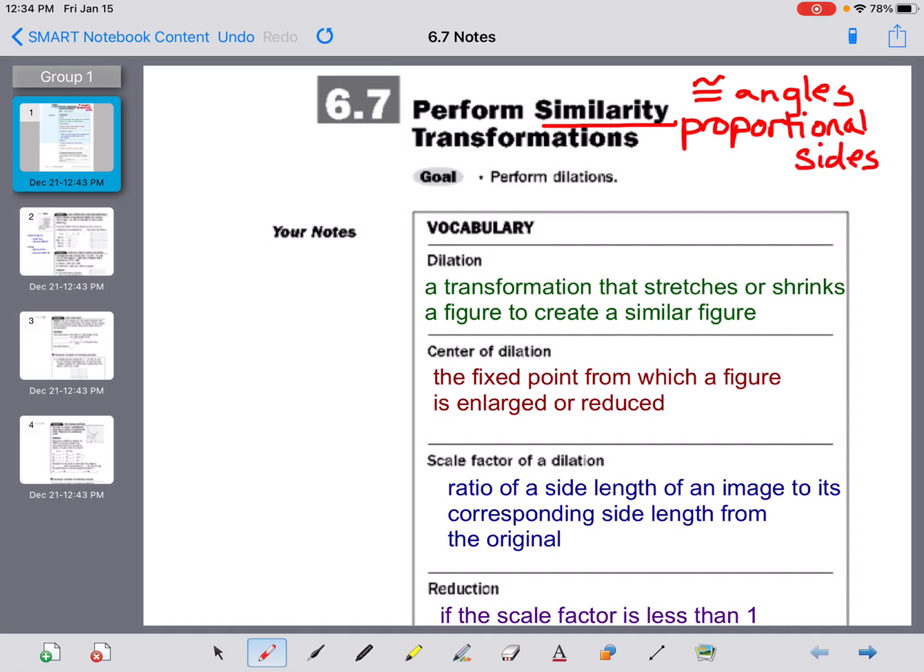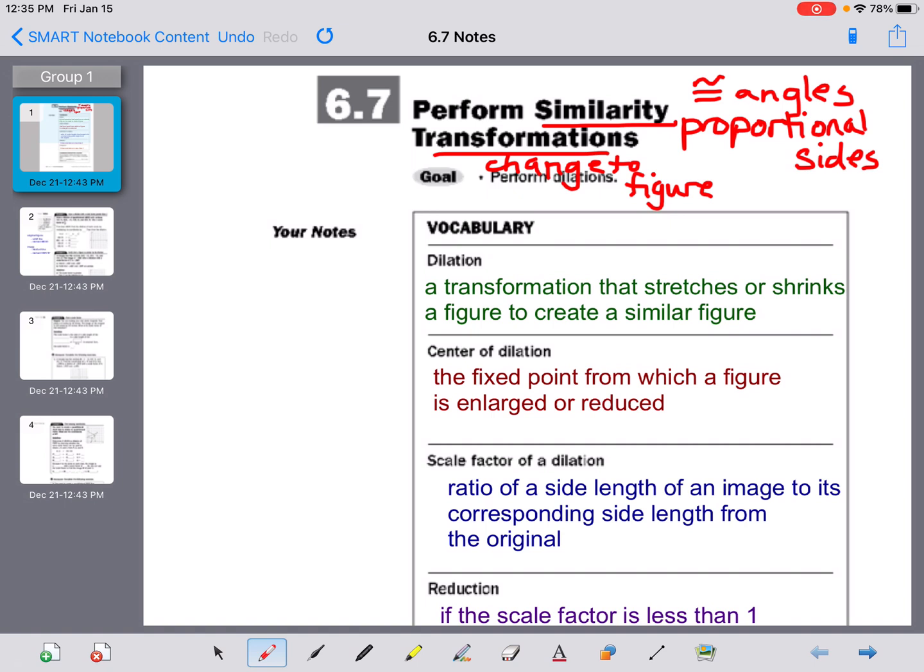So don't forget, transformation is any type of change to a figure. Now, one key thing to remember from back in chapter 4 is that when we translated, which means we slid it across the graph, when we reflected, we flipped it across a line, and when we rotated, we turned it around a point, every time we did that, the figure stayed exactly the same size. The sides were all the same, the angles were all the same, and that kept it congruent. That's why we did that back in chapter 4, because they were congruent transformations.